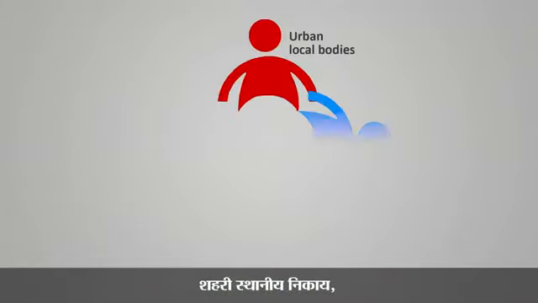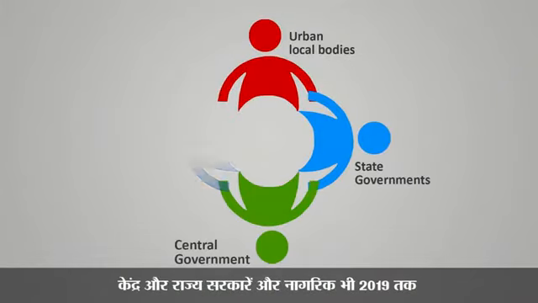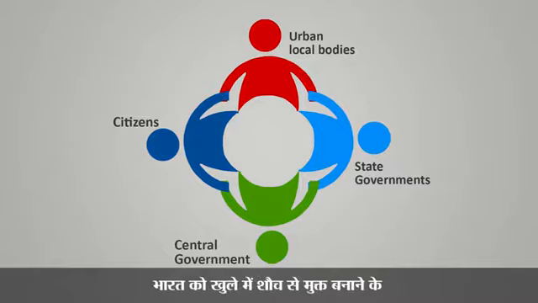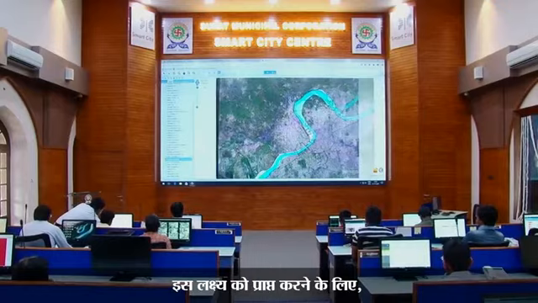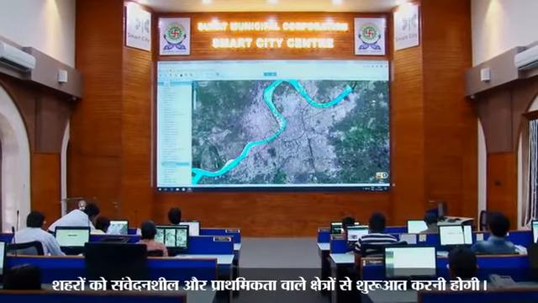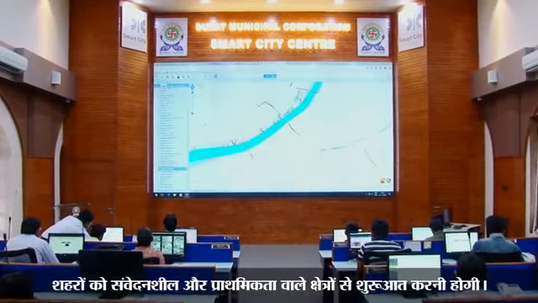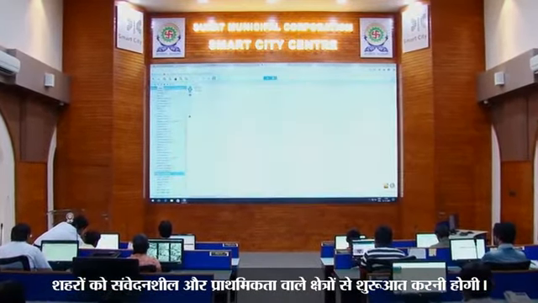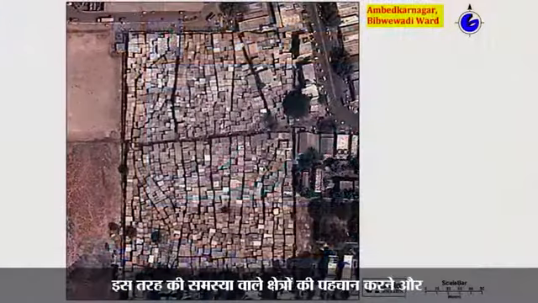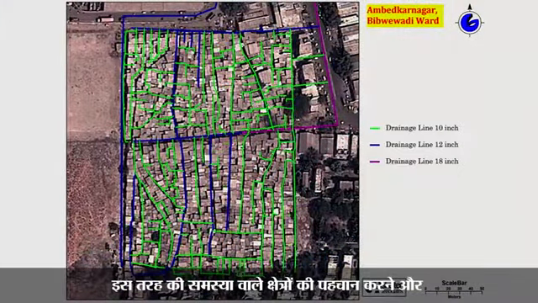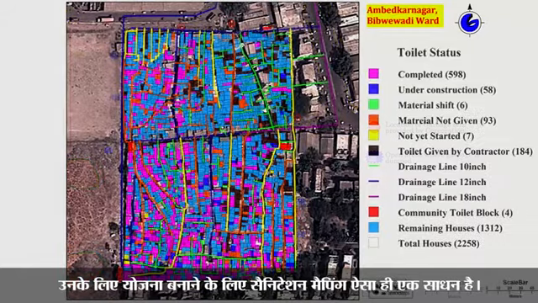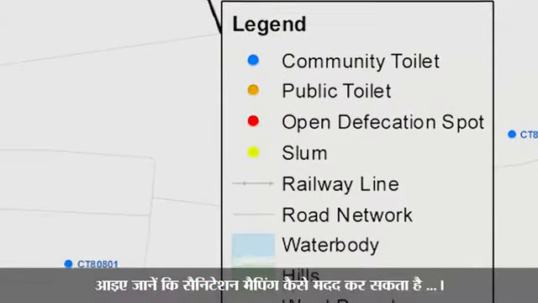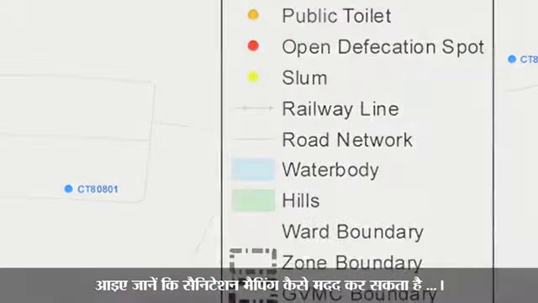Urban local bodies, state and central governments, and citizens have joined the national movement to make India free of open defecation by 2019. To achieve this target, cities need to begin by identifying hotspots and priority areas where the gap is maximum. Sanitation mapping is one such tool to help identify such problem areas and plan for them. Let us find out how sanitation mapping can help.